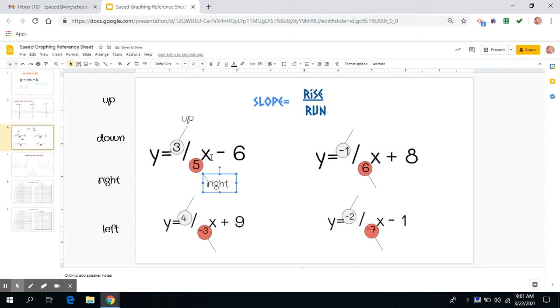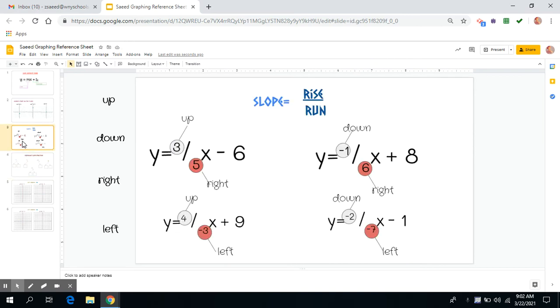For this one over here, it's -1, so I'm going down 1, positive 6, to the right 6. Okay? For the number 4, you're going up 4, and the -3 at the bottom is going to the left. Again, if it's positive, right, negative, left. This one is negative and negative, so you're going down 2 to the left 7. Okay.